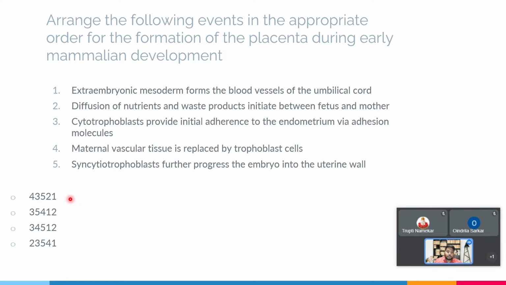The 5 options that we have here are: number 1, the extraembryonic mesoderm forms the blood vessels of the umbilical cord. 2, diffusion of the nutrients and waste products initiate between the fetus and the mother. 3, cytotrophoblasts provide initial adherence to the endometrium via adhesion molecules. 4, maternal vascular tissue is replaced by the trophoblast cells. And 5, syncytiotrophoblasts further progress the embryo into the uterine wall. We have 4 options, and obviously only one is correct because the numbers are different in every one of them.